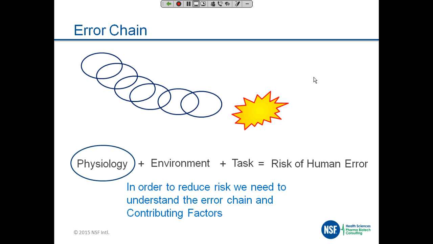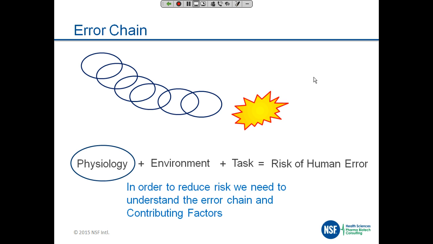When we look at a problem, what we find is that there are many layers to it, and we have an error chain that we typically see. The risk of error is a function of both the individual, the physiology, and the environment, and frankly, the task that needs to be taken on. In order to reduce the risk, we need to understand that error chain, and we need to tease out all the contributing factors.